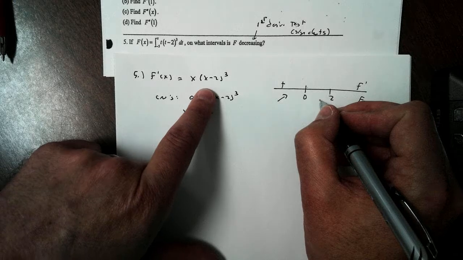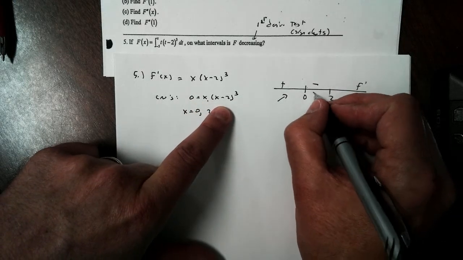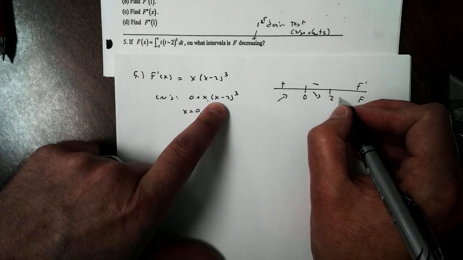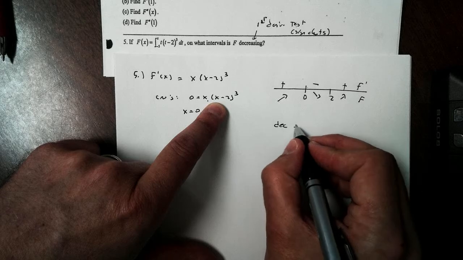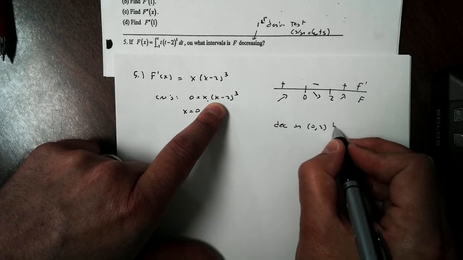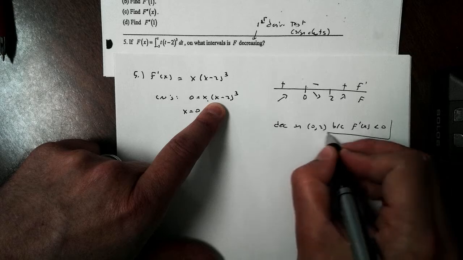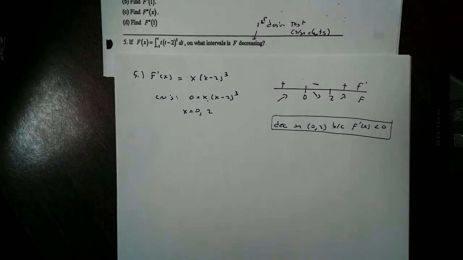Between 0 and 2, if I pick a number like 1, I get a positive and a negative. So that's negative, decreasing. And pick something like 5, positive, positive, increasing. So we are decreasing on 0 to 2. And that is because f prime of x is less than 0. Very easy to do. We've been doing that since the dawn of calculus.